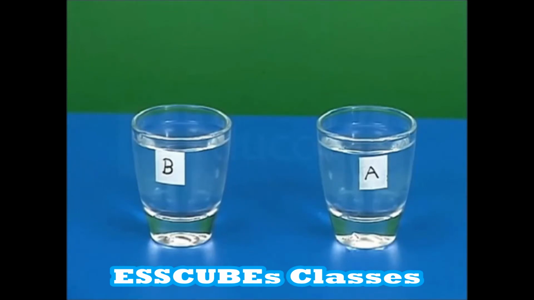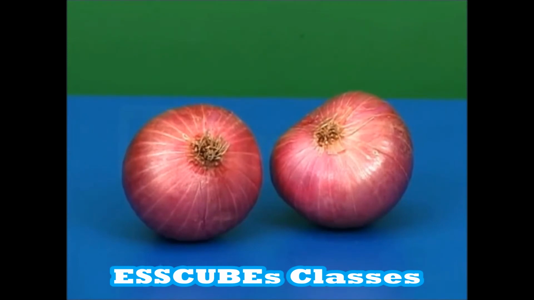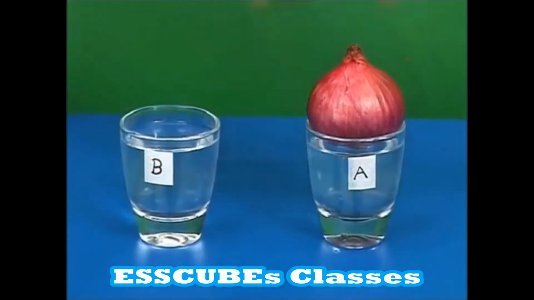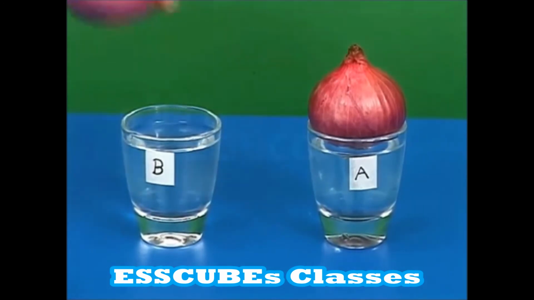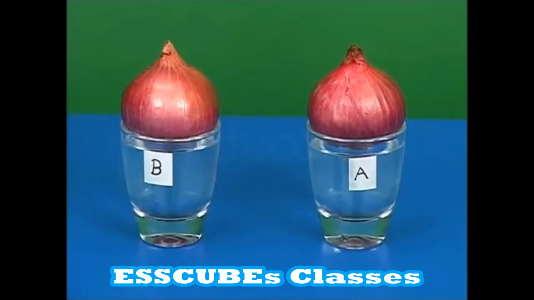Take 2 tumblers filled with water and mark these tumblers as A and B. Now take 2 onion bulbs of the same size and place one in each tumbler such that only the lower surface of the bulb is in contact with the water. After that, leave both the tumblers undisturbed for 3 to 4 days. Observe the onion bulbs on each day to note the growth of roots.